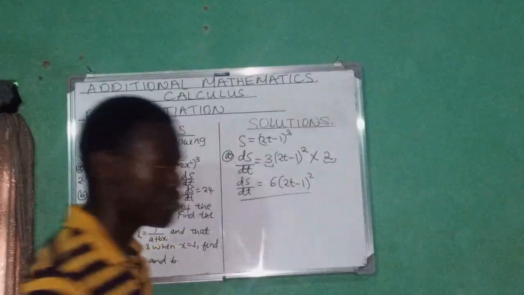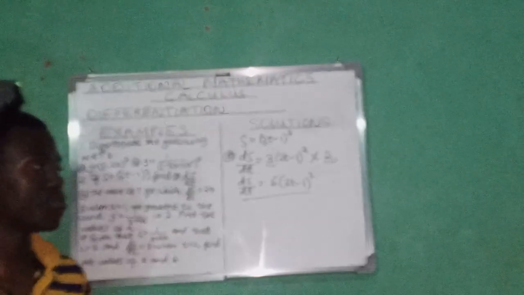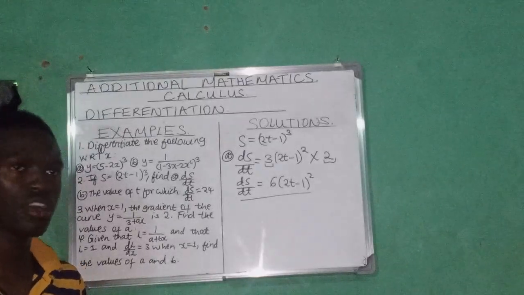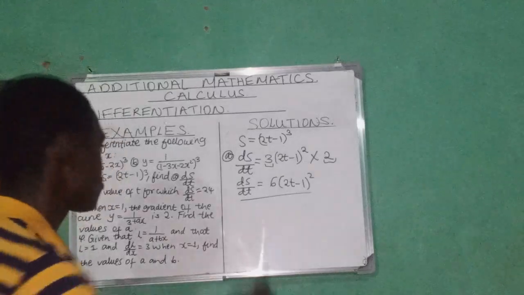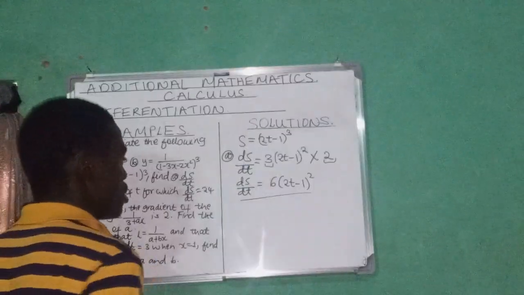So if you want to use the chain rule here, you would find this same answer, but I'm not using the chain rule so that we can get used to both methods. Okay? So this is your ds/dt.